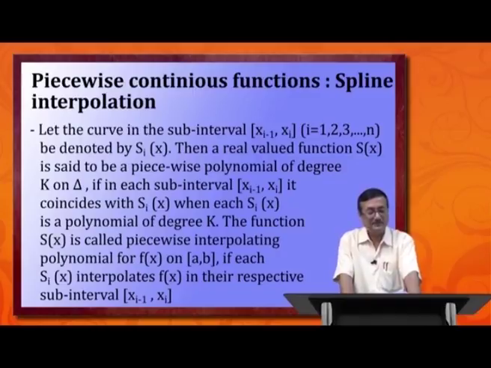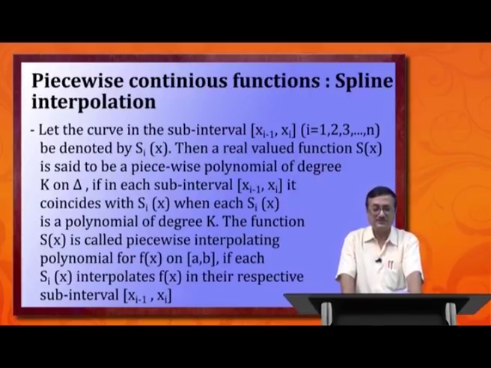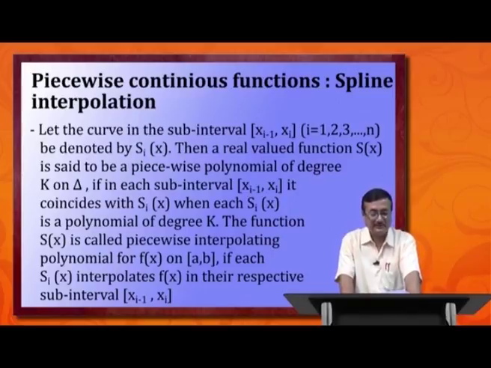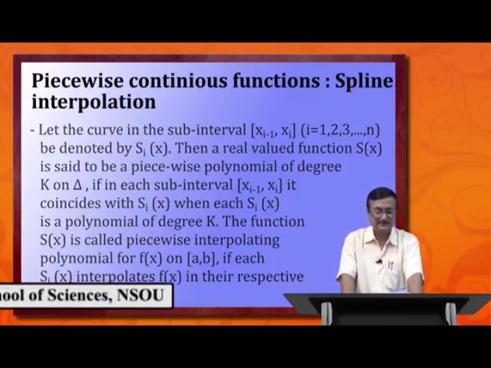Then a real valued function S(x) is said to be a piecewise polynomial of degree k on the partition delta if in each subinterval x_{i-1} x_i it coincides with S_i(x), where each S_i(x) is a polynomial of degree k. The function S(x) is called the piecewise interpolating polynomial for f(x) on [a, b] if each S_i interpolates f(x) in their respective subintervals x_{i-1} to x_i.